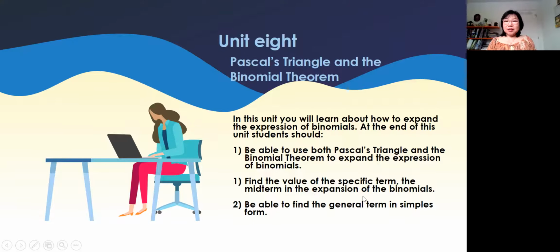Find the value of the specific term, the middle term, in the expansion of the binomials. Be able to find the general term in symbolic form. So this is the last unit, I think.